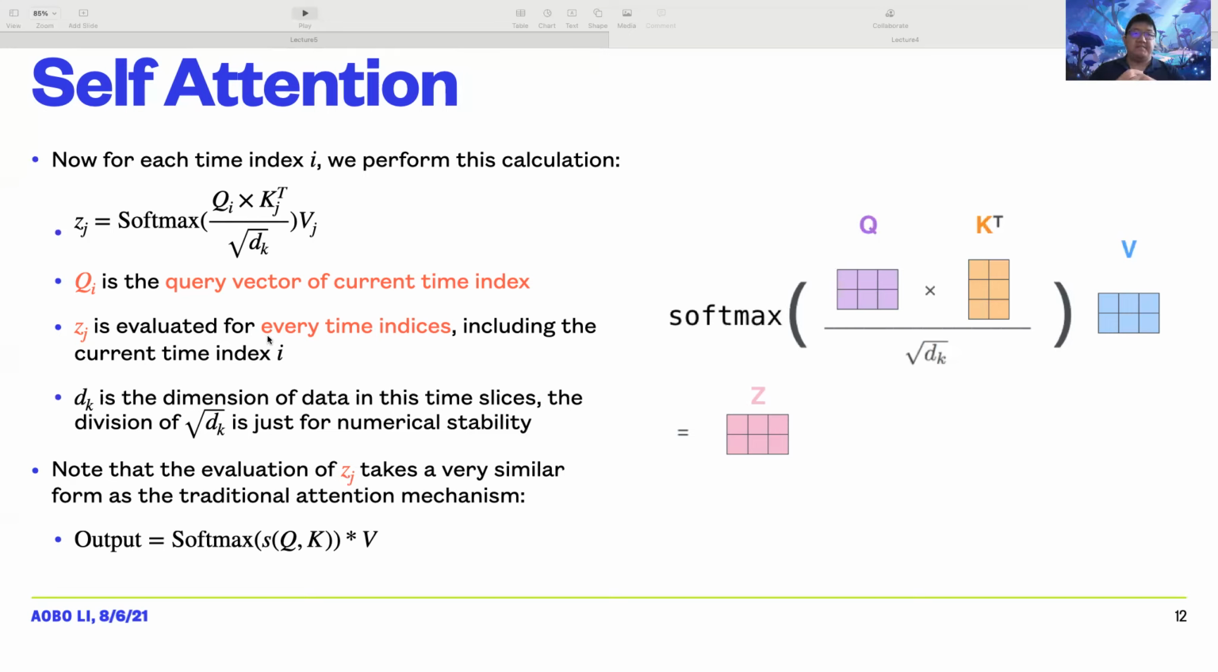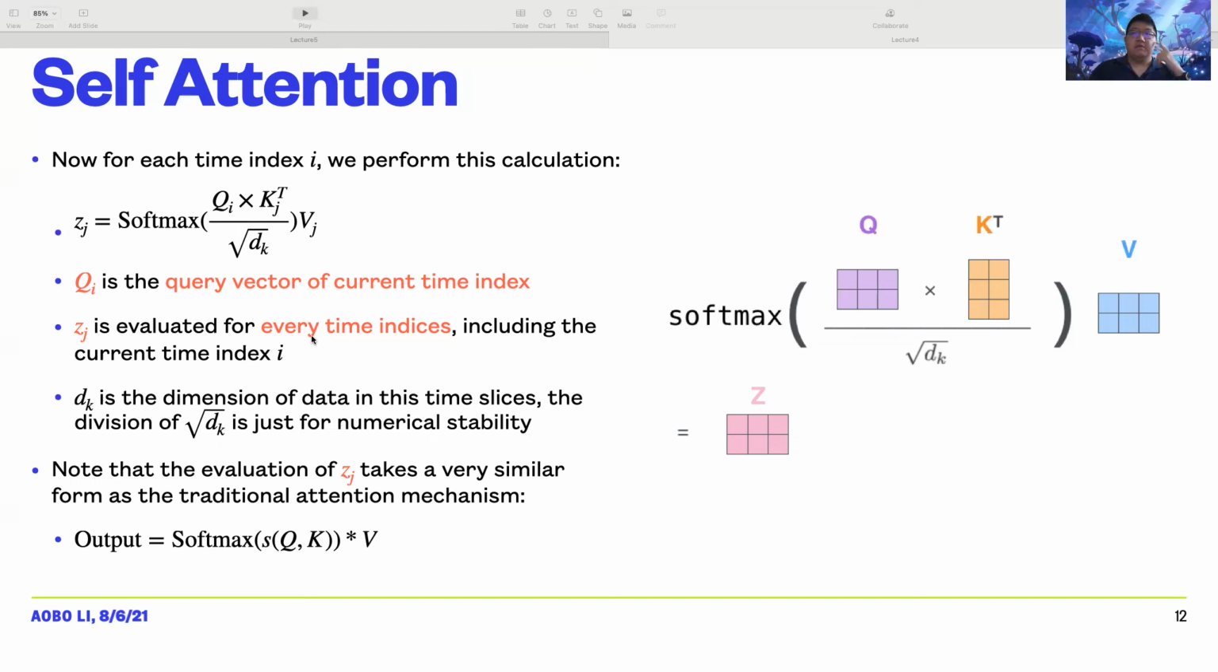And dk is the dimension of data in these time slices. For example, remember we talked about the number of features in the time series. If your time series has 10 features, then dk is just going to be 10, and we use the square root of 10. The division by the square root of dk is just for numerical stability. There is no further profound reason.